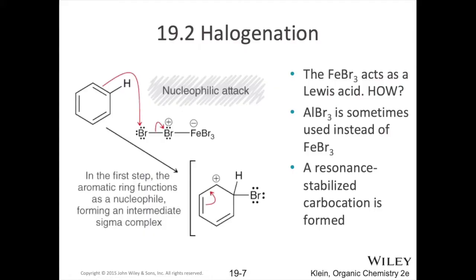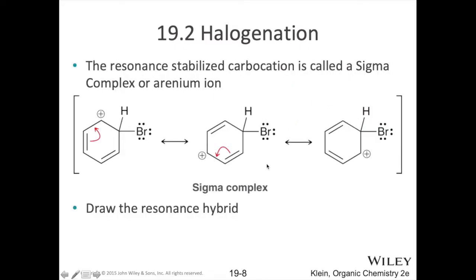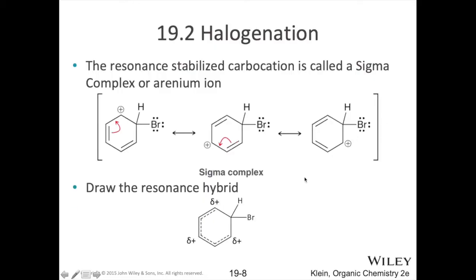Oh, a quick note here about iron bromide. We can also use aluminium bromide too sometimes. All right, so here's a picture of our sigma complex, and you can see again how that resonance stabilization spreads that positive charge around the ring, and therefore makes that sigma complex relatively stable. Here's a picture of the hybrid structure showing how that positive charge is partially spread out throughout the whole ring.